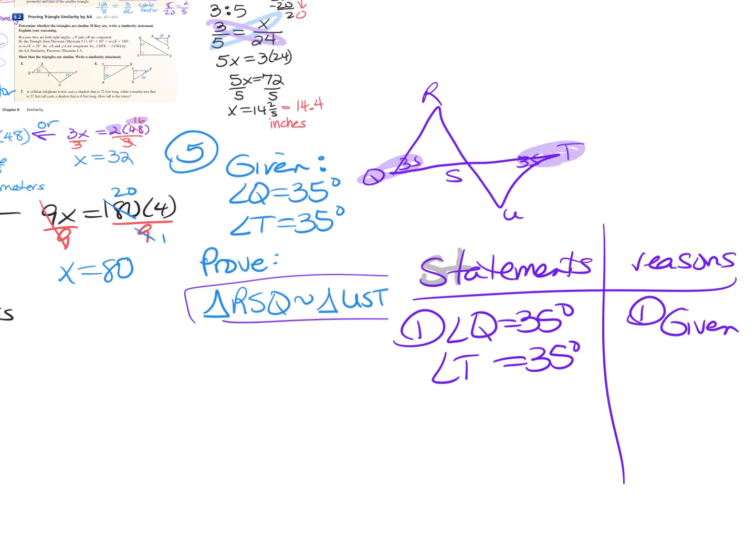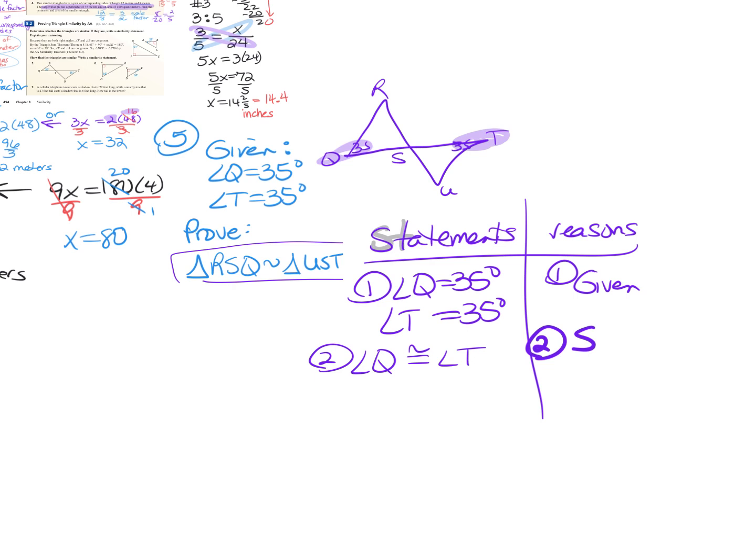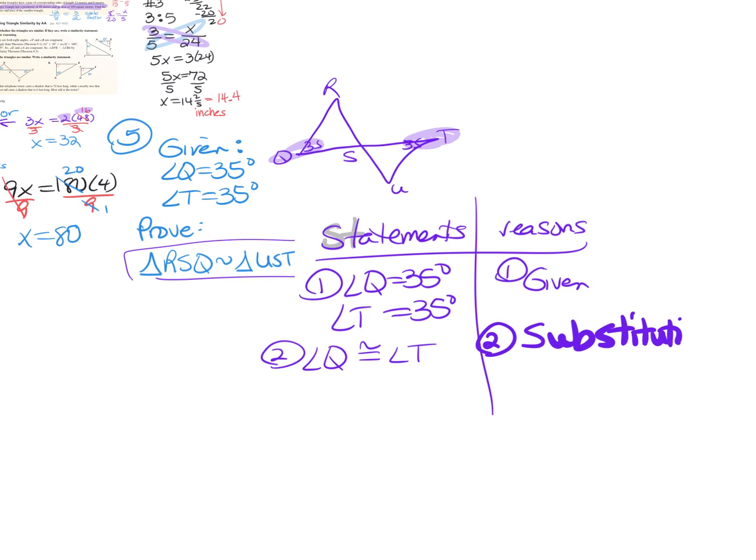Now, I need to show that they're congruent. So now my next statement is going to be angle Q congruent to angle T. And my reason is substitution or transitive, because what I did was I took out 35 and I replaced it with T. So substitution or transitive, I would accept either answer on this. Now, so far, I've only got one pair of congruent angles in my proof. I needed another one. And the obvious one, when it's the bow tie, is going to be this one in the middle, because these are vertical angles.